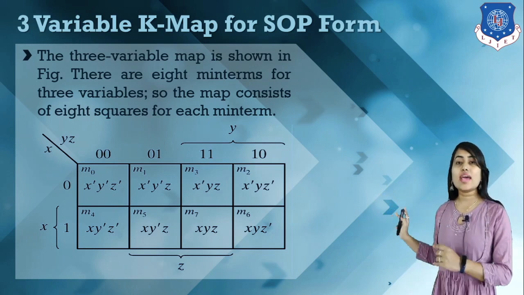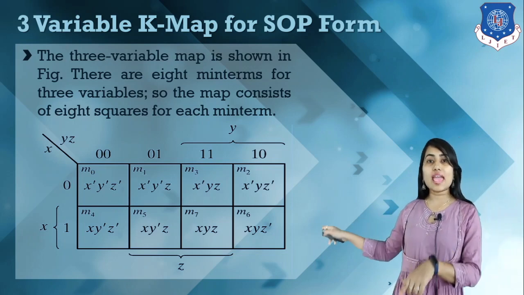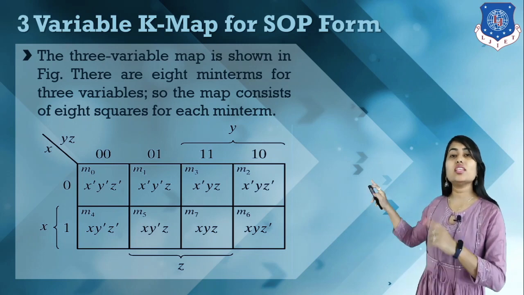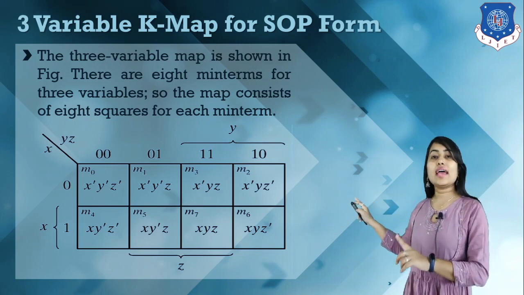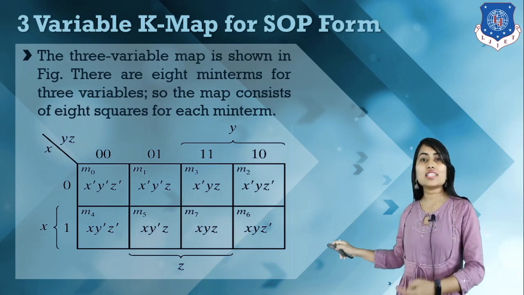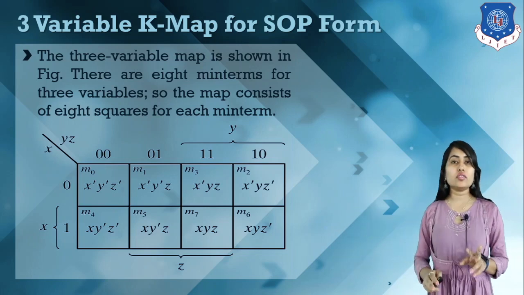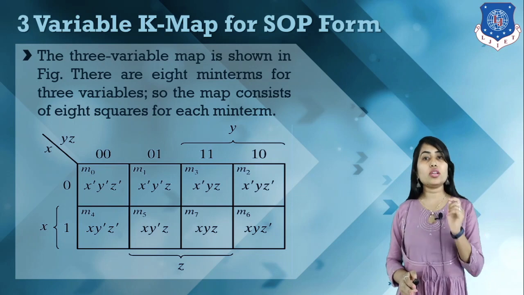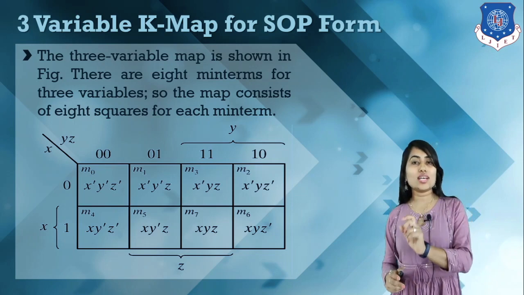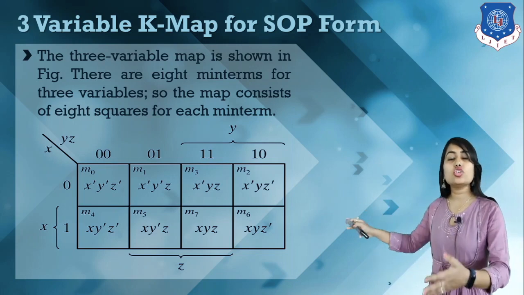Now the 8 squares are drawn like this. Remember, here x is written like this, and y and z are combined and written in a pair. So we have a value of x either 0 or 1, and a value of yz. For 2 variables we have 4 possible combinations, that is 00, 01, 10, 11. So here we write the values like this: 00, 01.